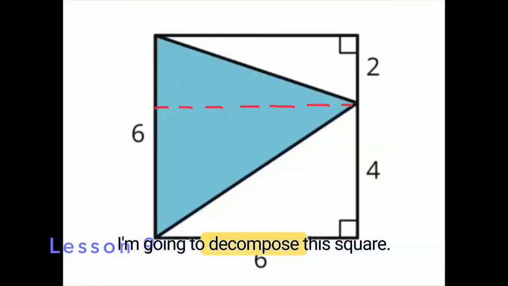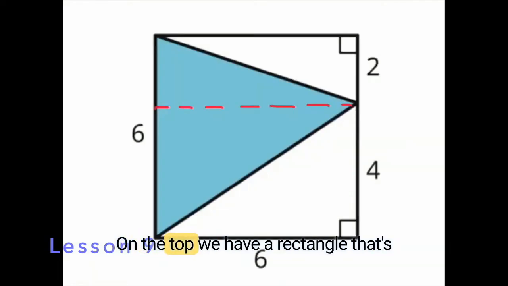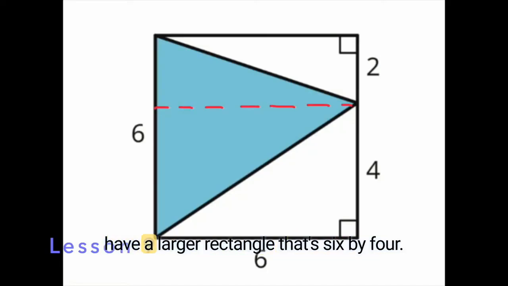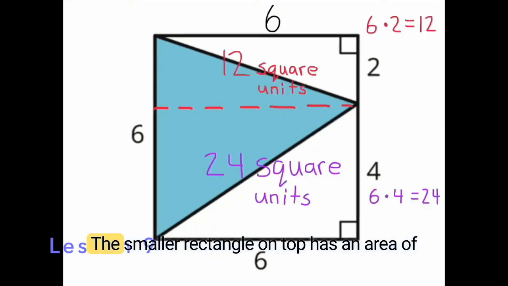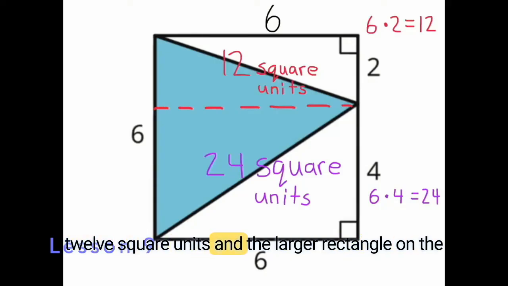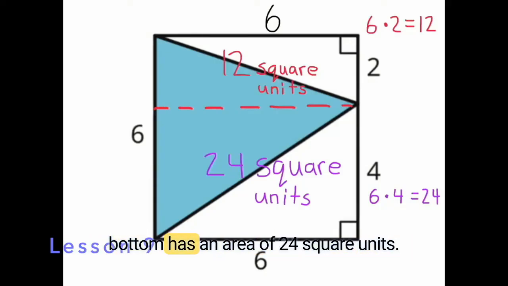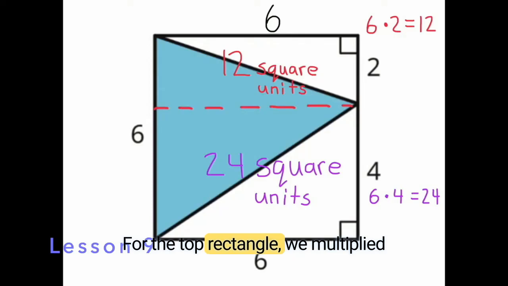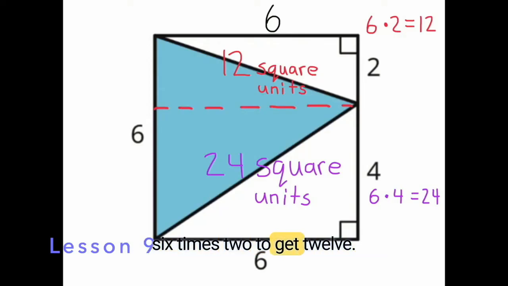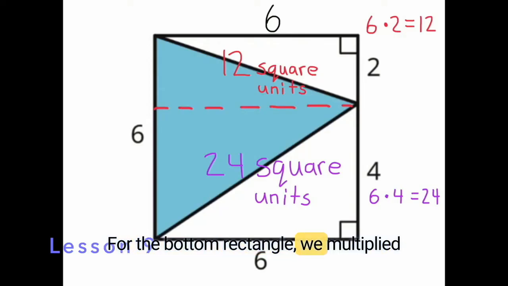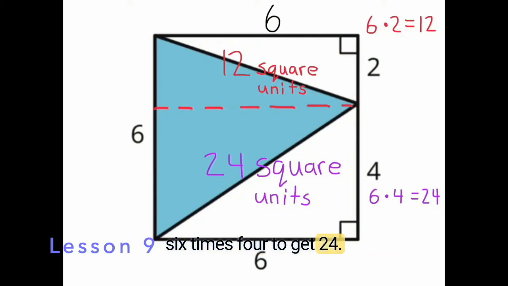I'm going to decompose this square. On the top we have a rectangle that's 6 by 2, and on the bottom we have a larger rectangle that's 6 by 4. The smaller rectangle on top has an area of 12 square units, and the larger rectangle on the bottom has an area of 24 square units. For the top rectangle we multiplied 6 times 2 to get 12. For the bottom rectangle we multiplied 6 times 4 to get 24.